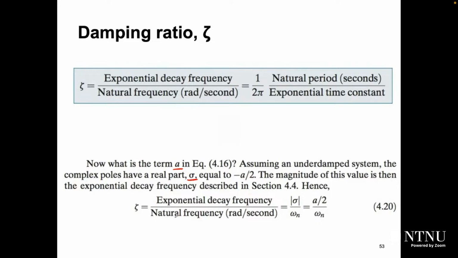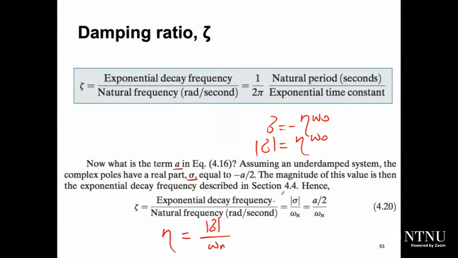So anyway, zeta will be the exponential decay frequency, which is the absolute value of the real part, divided by omega n. Because for the complex conjugate poles, the real part will be minus zeta multiplied by omega n. So the absolute value of this real part will be zeta multiplied by omega n. We need to get omega n and zeta, so zeta will be the absolute value of the real part divided by omega n.